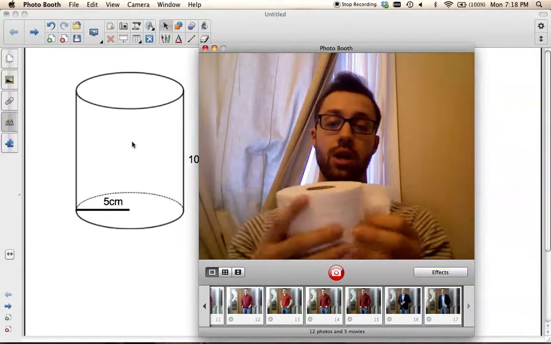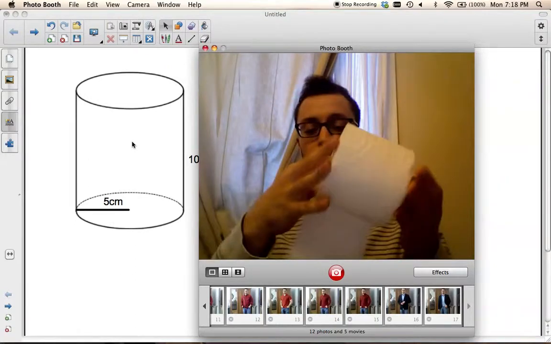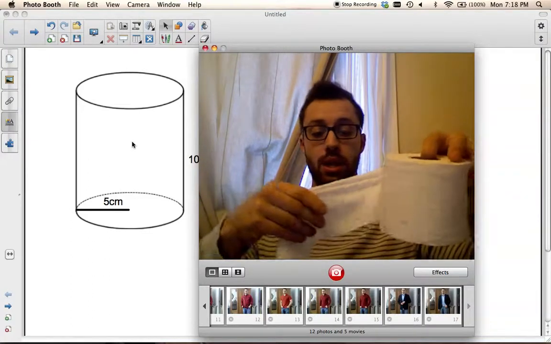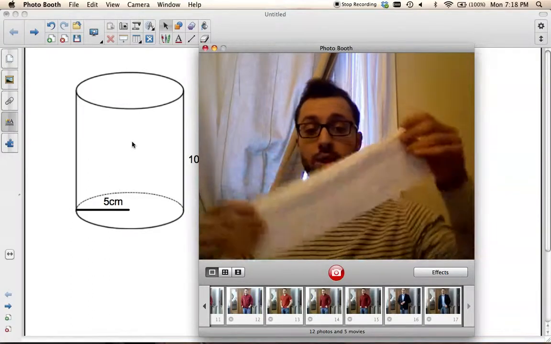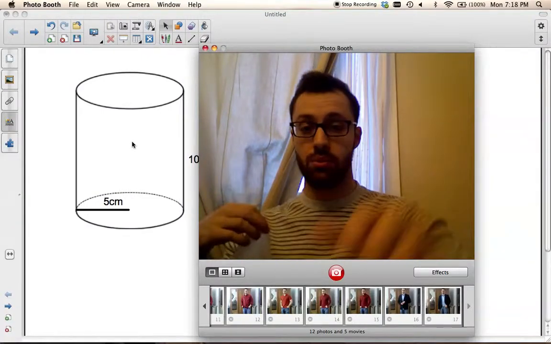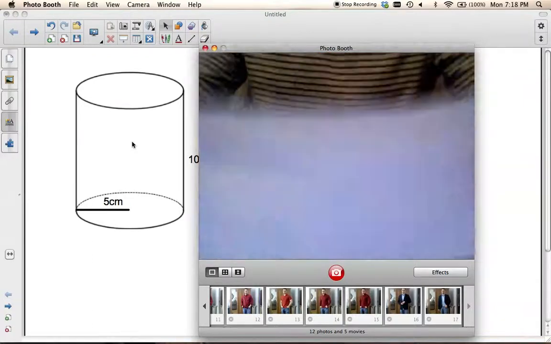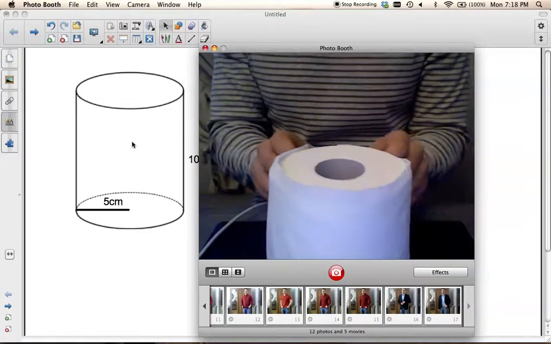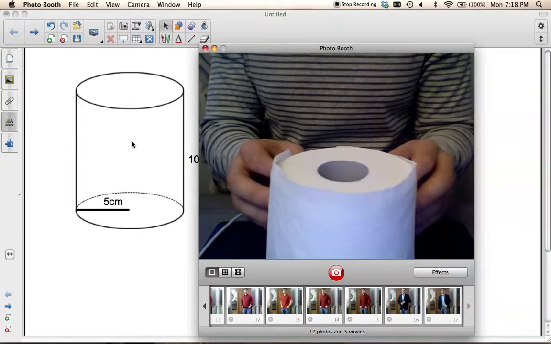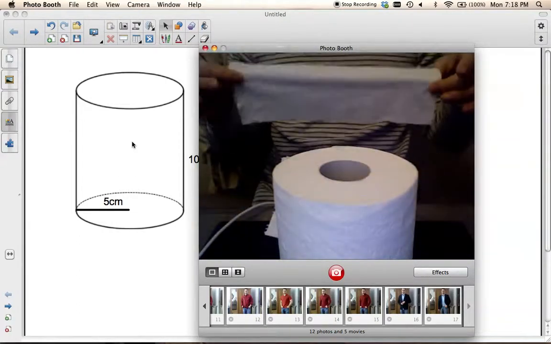So if you guys look here, you've all done this a couple times, unwrap the toilet paper, and this now, if you look, is a rectangle. Let me show you my roll of toilet paper, and it will wrap around the toilet paper, or around my cylinder in this case. I'm going to stop saying toilet paper. So what we have are two circles, top and bottom, and our lateral area, which is our toilet paper.